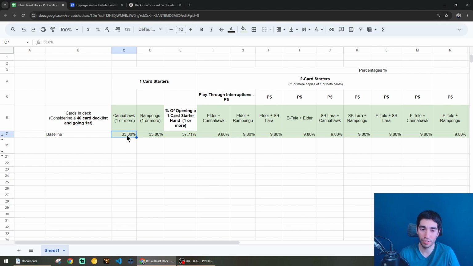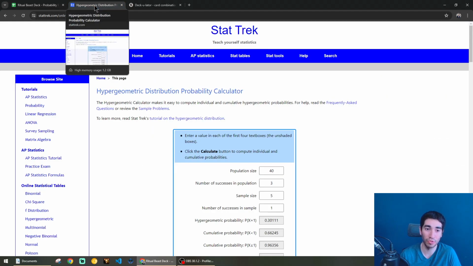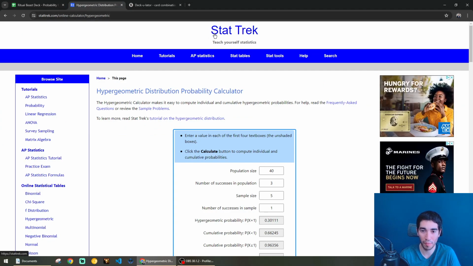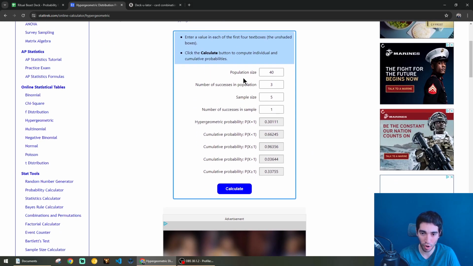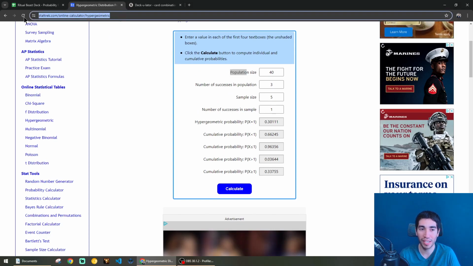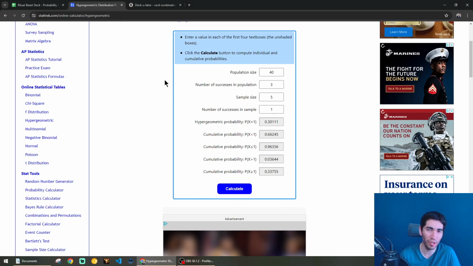Now, this calculation comes from a tool that you have seen a lot of YouTubers showcase in the past, and that is the hypergeometric distribution calculator. This is the one that people normally use. It's this page called StatTrek. And you will notice here we have the population size. Just to give a quick rundown of how to perform this calculation, I'm gonna put the link for the page in the description below in case you wanna check it out yourself.